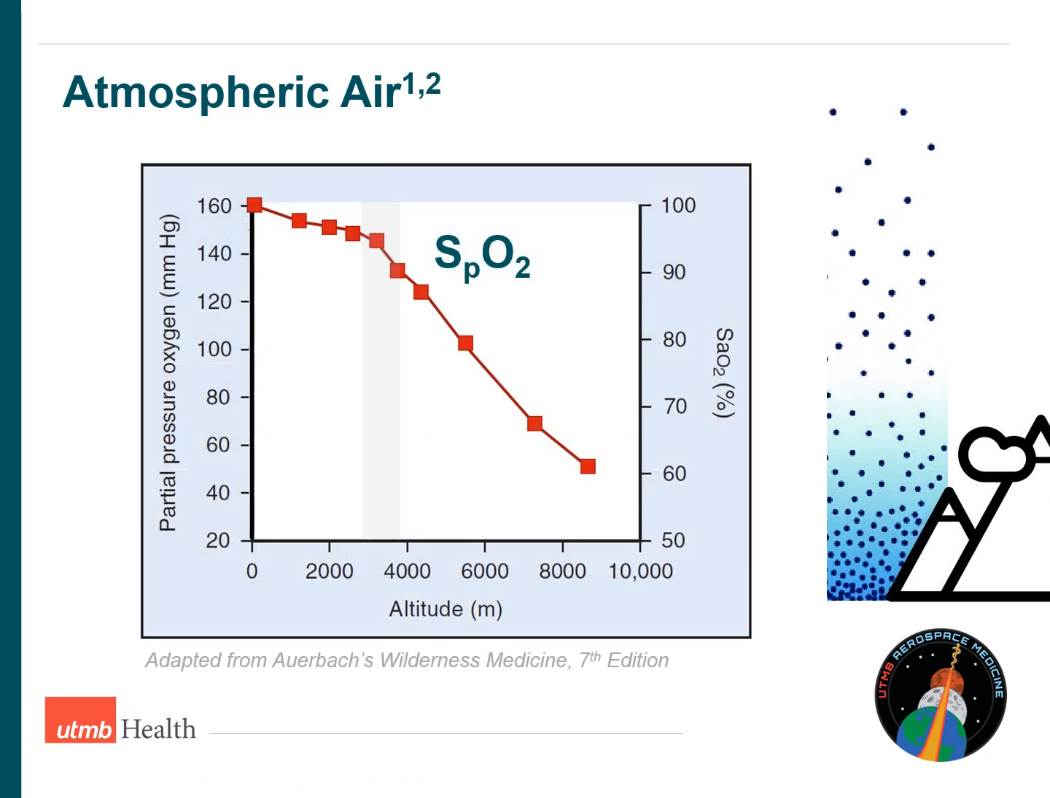As we increase in altitude around 2,000 to 3,000 feet, one's oxygen saturation will start to decrease due to the lower partial pressure of oxygen in the atmosphere. This is why the FAA has requirements regarding supplemental oxygen for flight crew in unpressurized aircraft above certain altitudes.